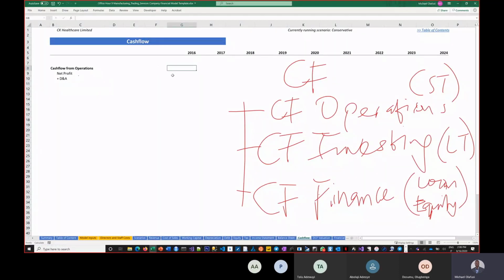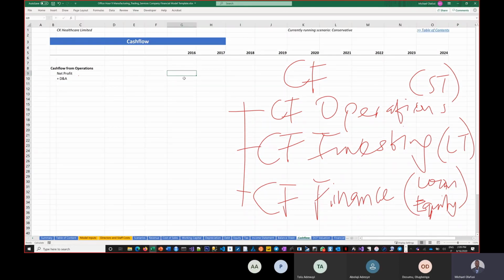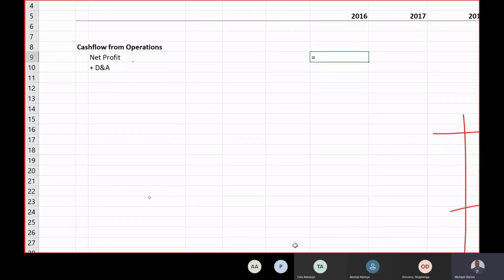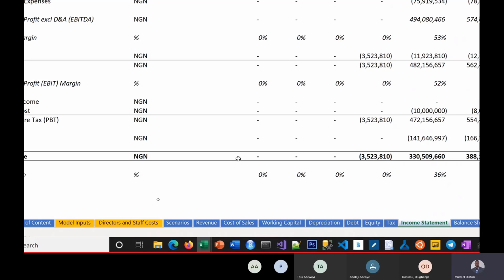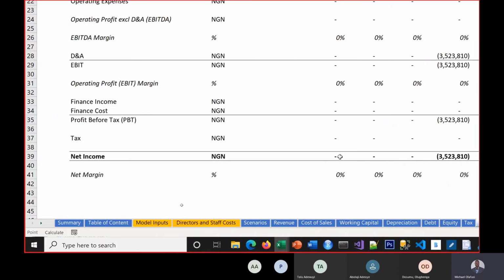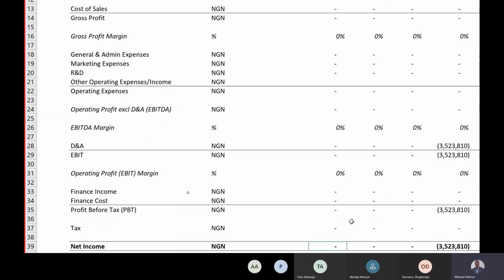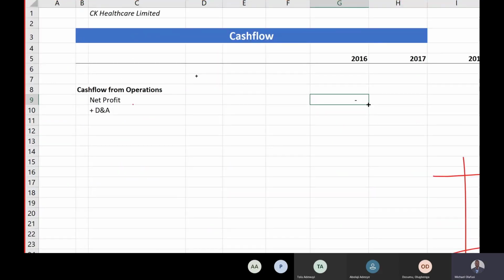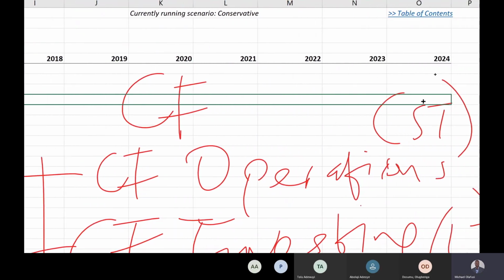I'm going to go here, by the way, and turn the grid lines on so that it's easy for you to follow the lines and know where we are. I'm going to go here and say this is equal to, so let me increase the zoom, this is equal to the net profit from the income statement, starting from the first year. Okay, so I bring that in here, and then I drag it into the future years.